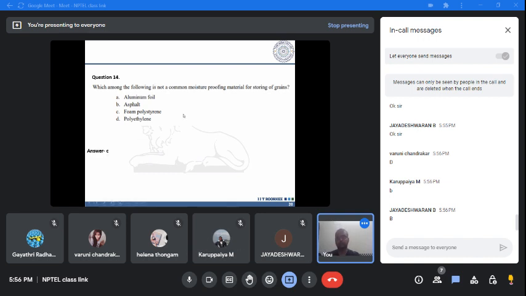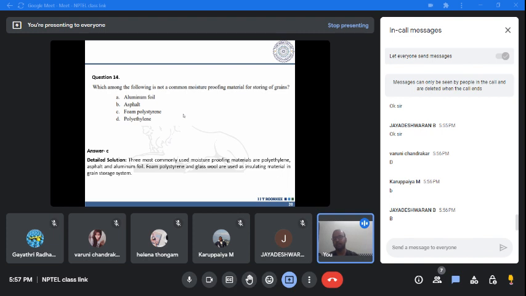So, foam polystyrene is not a common moisture proofing material for storing of grains. The three most commonly used moisture proofing materials are polyethylene, asphalt, and aluminum foil. Foam polystyrene and glass wool are used as insulating materials in the grain storage system. So it is not a moisture proofing because the moisture can pass through the foam polystyrene or glass wool.